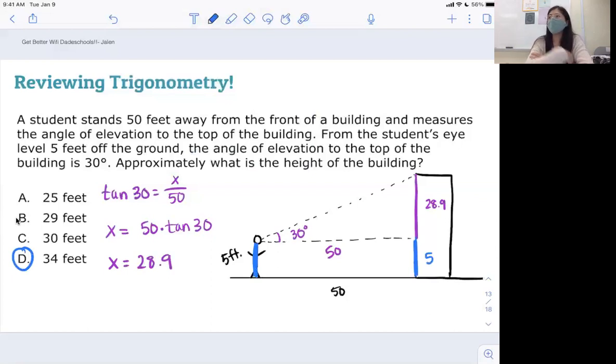So just don't forget that when you're reading a problem, if there's an angle of elevation, that's going to be from the person's eyeballs. So you got to remember to add the height of that person.